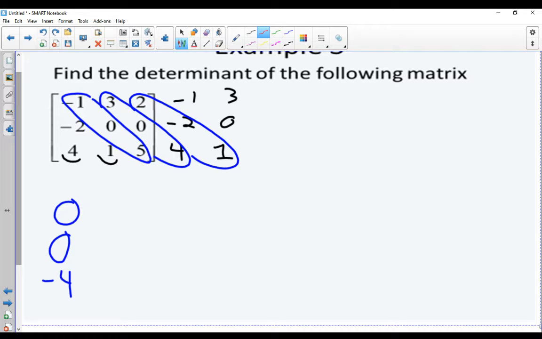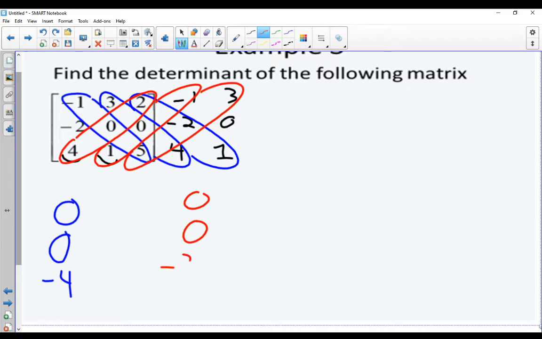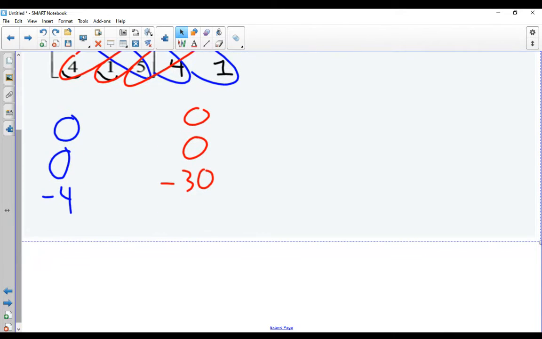Now let's do the upwards. The first one, 4 times 0 times 2, will give you 0. The second upwards diagonal, 1 times 0 times -1, will also get you 0. And then the last one, 5 times -2 times 3. 5 times -2 times 3 should give you -30. So they were off to a good start.